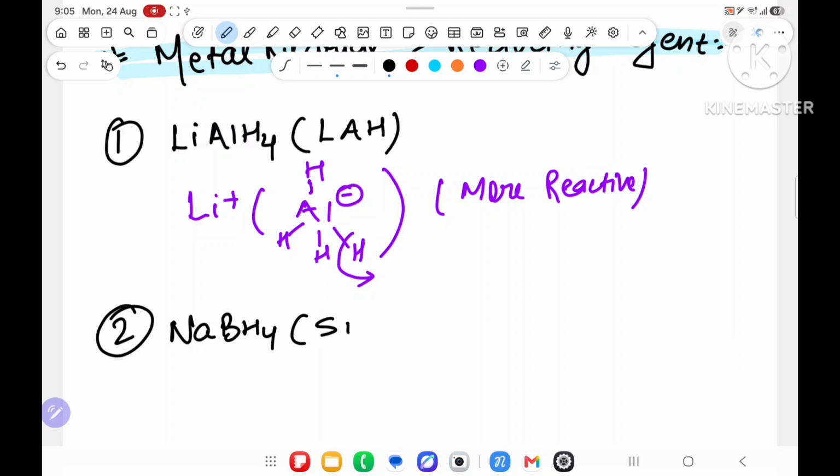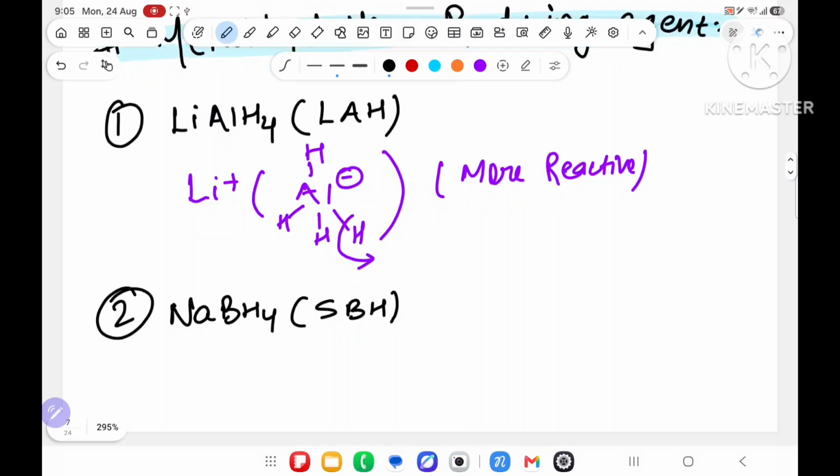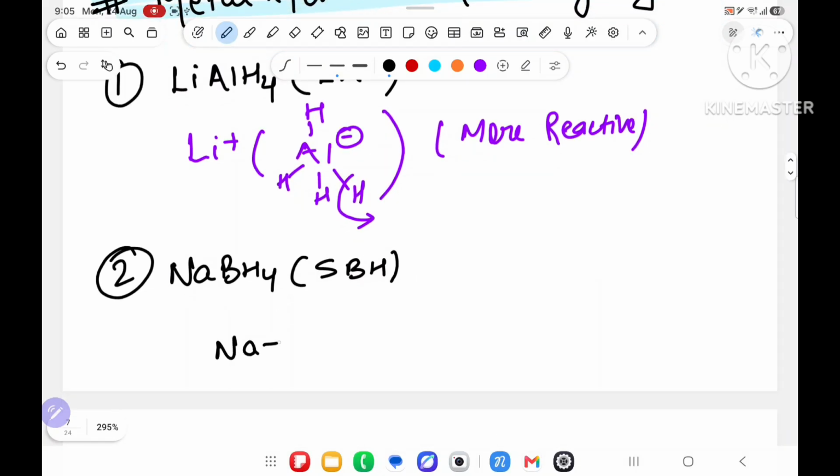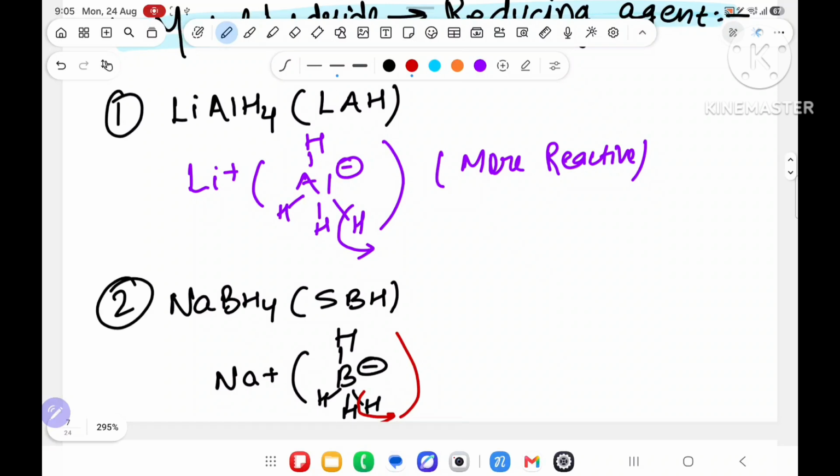NaBH4. That can be written as SBH, sodium borohydride. If you draw the structure the same, Na, B, H, H, H and H, it will get a minus sign over here. The hydrogen will go from here, minus will be stable. So you understood the point. SBH also has lots of hydrogen. I will tell why I am saying lots of hydrogen. I will tell that also. First understand this part.